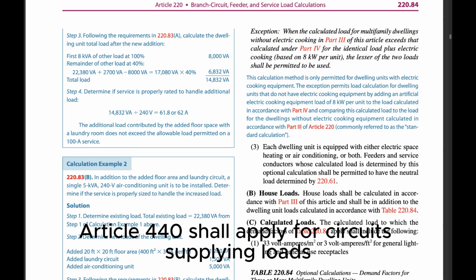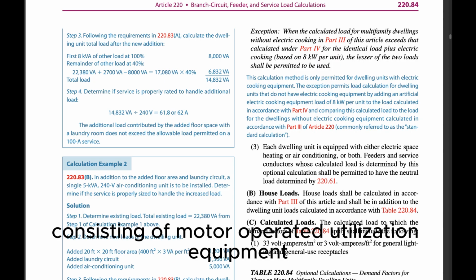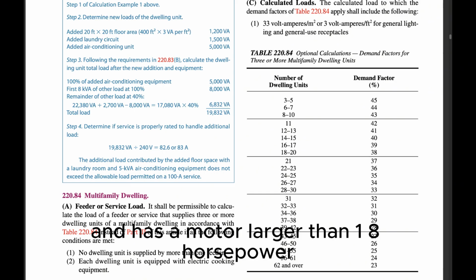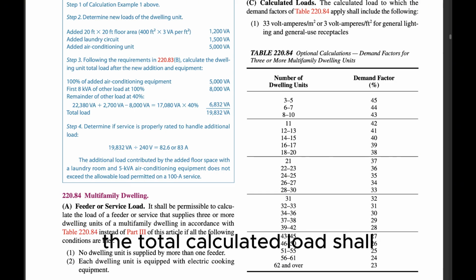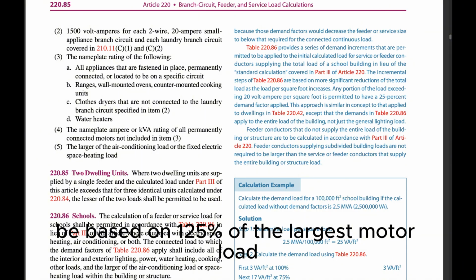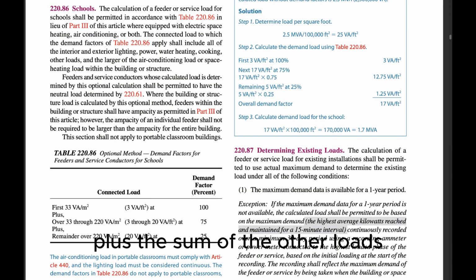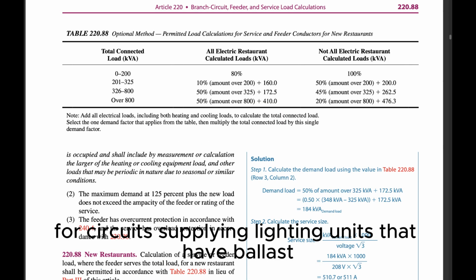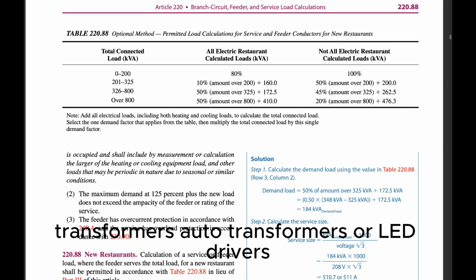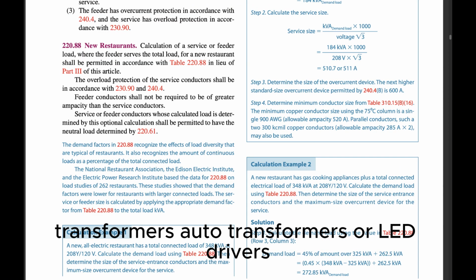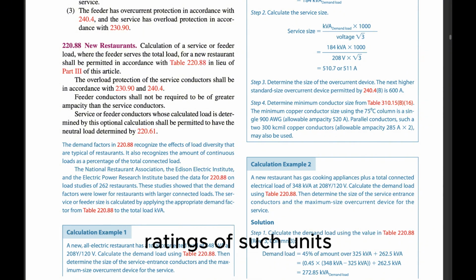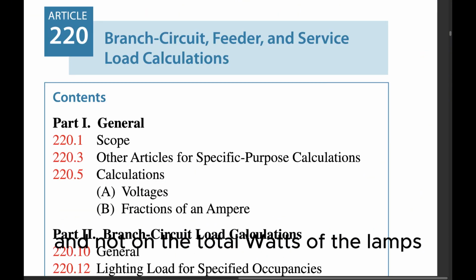For circuits supplying loads consisting of motor-operated utilization equipment that is fastened in place and has a motor larger than 1/8 horsepower in combination with other loads, the total calculated load shall be based on 125 percent of the largest motor load plus the sum of the other loads. B. Inductive and LED lighting loads. For circuits supplying lighting units that have ballasts, transformers, autotransformers, or LED drivers, the calculated load shall be based on the total ampere ratings of such units and not on the total watts of the lamps.